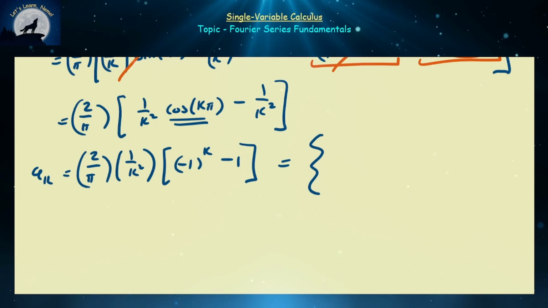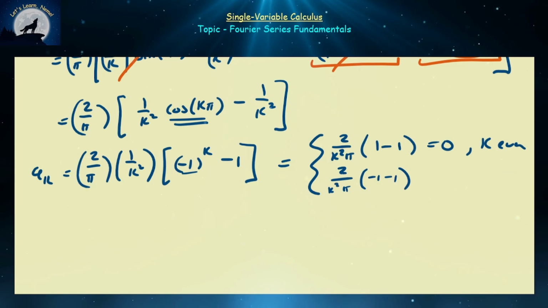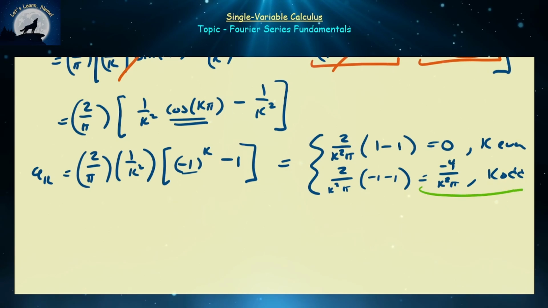So what is this going to be? When k is even, what is that going to be? That's going to be equal to 2 over k squared pi, times, when k is even, minus 1 to the k is equal to 1. So it's going to have 1 minus 1, which is obviously equal to 0, and this is for k even. And then for odd, we're going to have 2 over k squared pi times minus 2, which is going to be equal to minus 4 over k squared pi, and that's for k odd. So the only thing that really contributes is the odd portions of k, right?